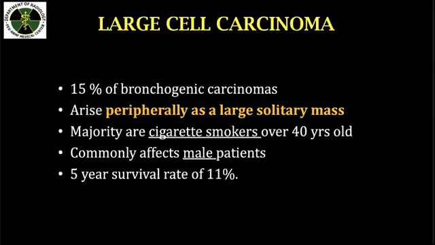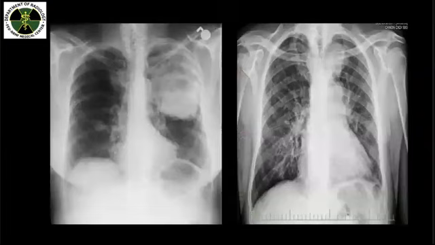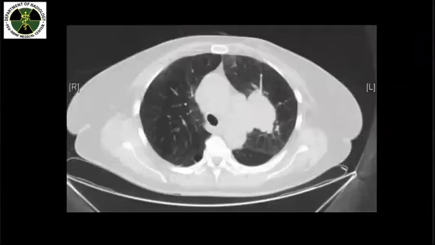Next we have large cell carcinoma, 15% of bronchogenic carcinomas. It arises in the periphery as a large solitary mass. The majority are cigarette smokers over 40 years old, and it commonly affects male patients. The 5-year survival rate for large cell carcinoma is 11%. This is the gross picture showing large cell carcinoma. You will appreciate a large opacity along the lung parenchyma. Furthermore, you will appreciate the progression of the mass. Another example of a mass is seen along the right side.